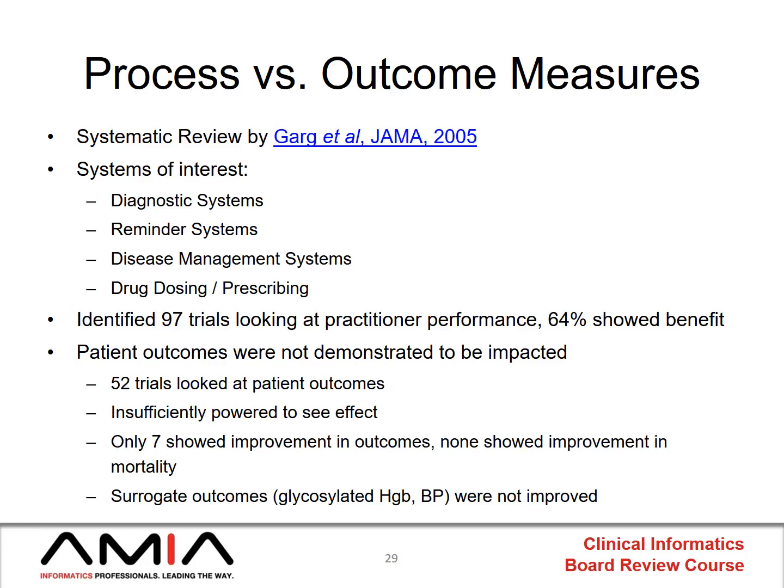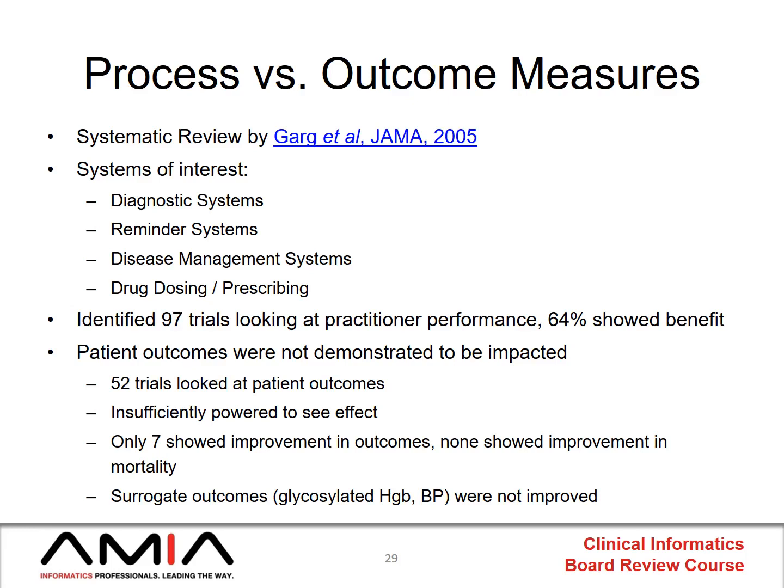But patient outcomes were not demonstrated to be impacted. Only 52 of those 97 trials looked at patient outcomes. Most of them were insufficiently powered to see the effect. So that gets at the point that I made earlier, which is that if you're looking for a rare enough outcome, you need a sufficiently powered study, which means you have to have a large number of enrolled study participants in order to see the change in the outcome itself. Only 7 showed improvement in outcomes, and none showed improvement in mortality. And even when they looked at surrogate outcomes, they were not consistently improved.